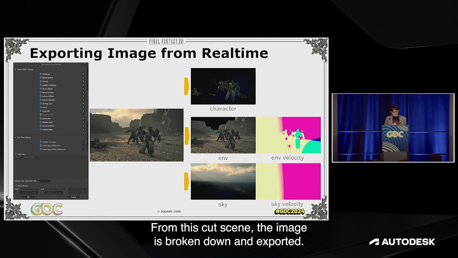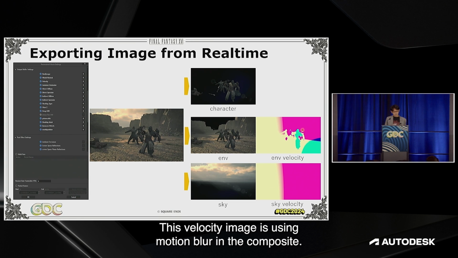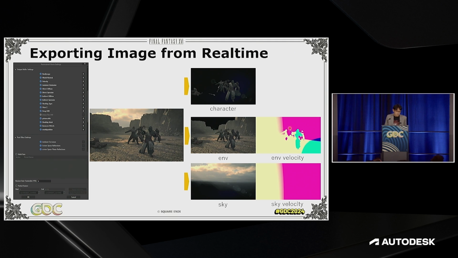From this cut scene, the image is broken down and exported. Tools for exporting these images are being developed in the cut editor. This is the real-time image, separated into character, environment, sky, and velocity. This velocity image is used for motion blur in the composite.